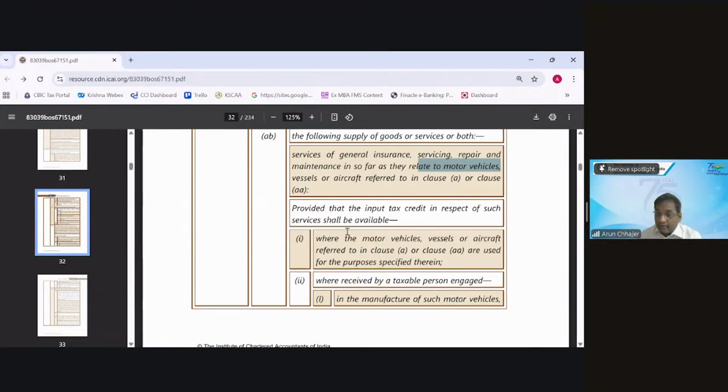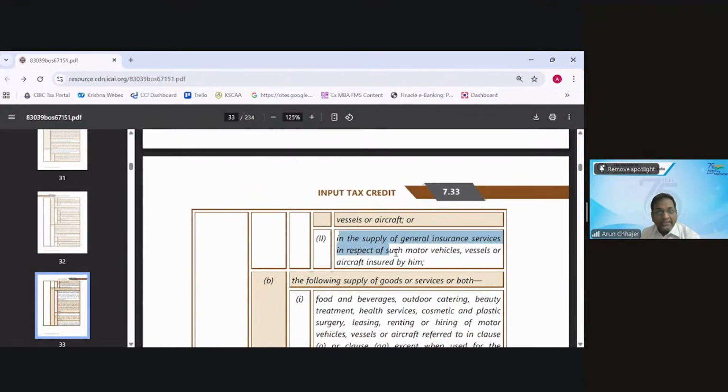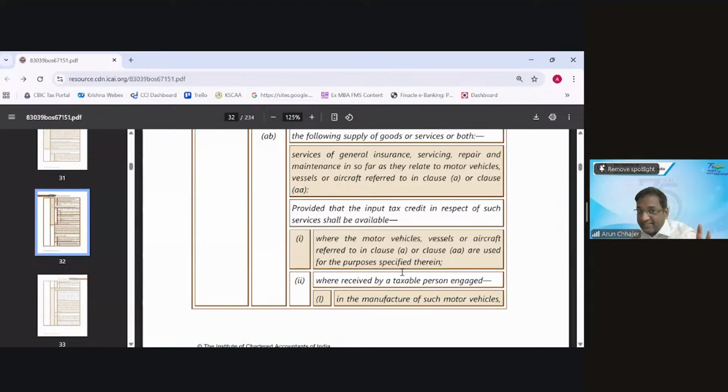It means if the ITC is blocked, then also it will be available when the motor vehicle, vessel, and aircraft are used for the purpose specified therein. Okay. When received by a taxable person engaged in the manufacturing of such motor vehicle, vessel, or aircraft, or in the supply of the general insurance in respect of that motor vehicle, vessel, and aircraft. Very interesting clause. Let me ask the question, you give the answer, and then I will discuss.